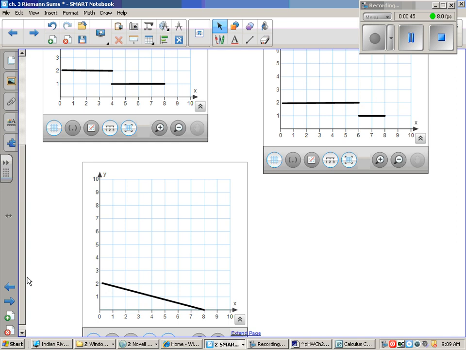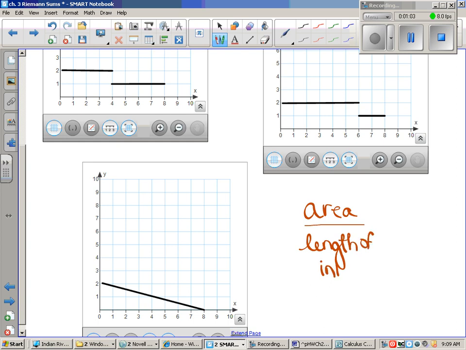And if you recall, I believe it was Ben and Ryan who especially came up with the idea that you were going to find the area and then divide by the length of the interval. And that was what we came up with as almost like a quick way of dealing with average value.